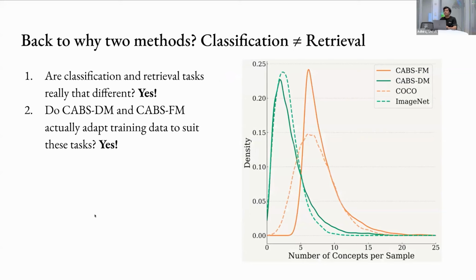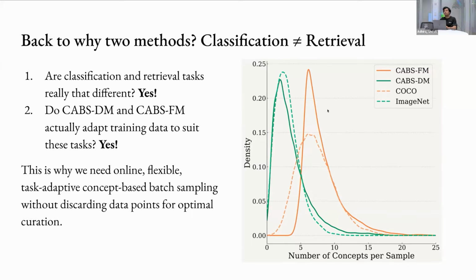Turns out, yes. This is an exciting plot to show. We take the ImageNet training dataset, which is for classification, and the COCO training dataset for retrieval. It's the green and the orange dotted lines, and we show the distribution of the number of concepts per sample, which is the x-axis. We show a left-leaning tinge for classification and a right-leaning tinge for retrieval, which means that retrieval datasets have more concepts in each sample, and classification datasets have fewer concepts in each sample.